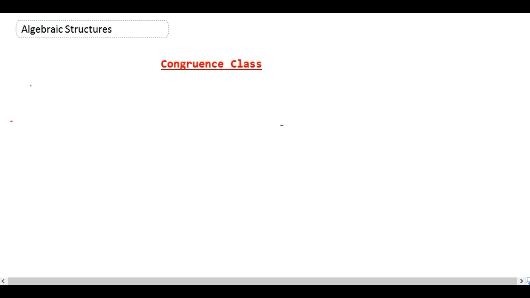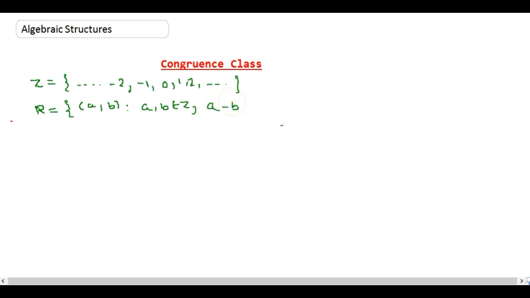Start from the first. We have the set Z, the set of all integers, going on in this way: -2, -1, 0, 1, 2. That is the set of integers, and we defined a relation R. Because it is a relation, it's a subset of Z cross Z, a collection of ordered pairs (a, b), where a and b are integers and a minus b is divisible by 3. In this way we find that R is an equivalence relation.